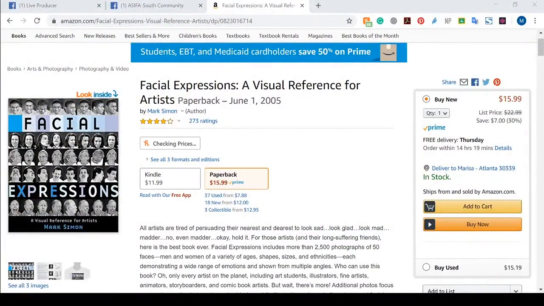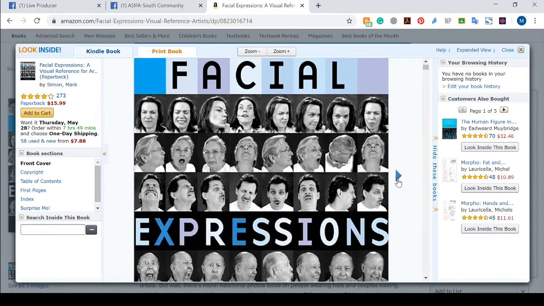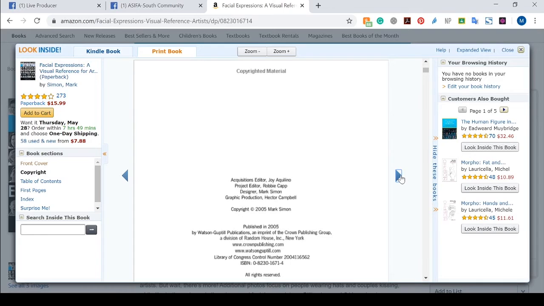Another one is, I know that Jeff likes to have a lot of reference books. We have one of our members, Mark Simon, who has a whole book on facial expression, which is basically all different types of faces and different types of perspective. I think this is great too, because it means you are trying it from different perspectives and expressions.